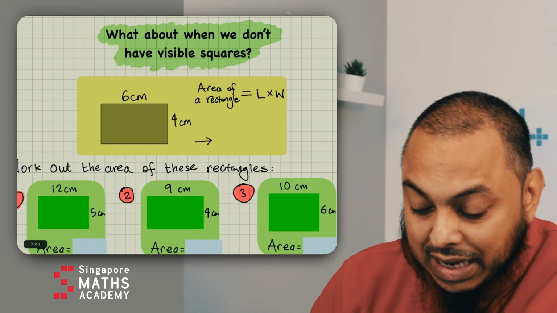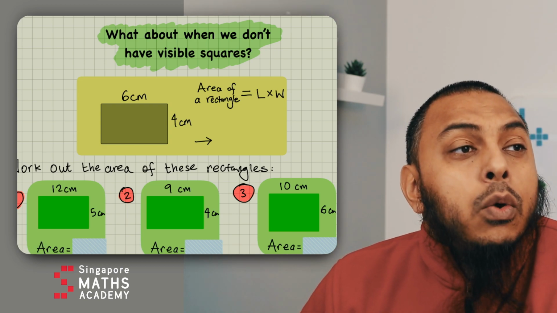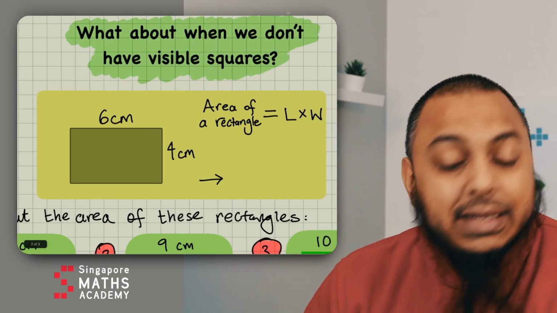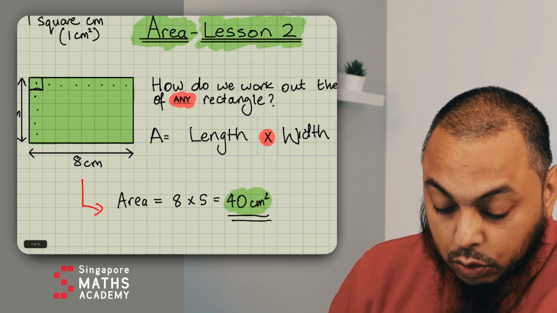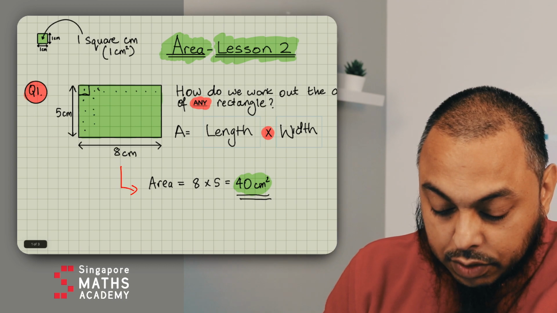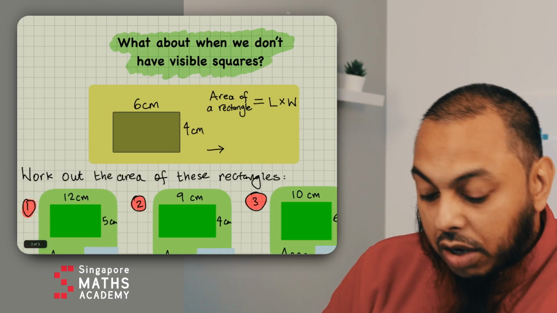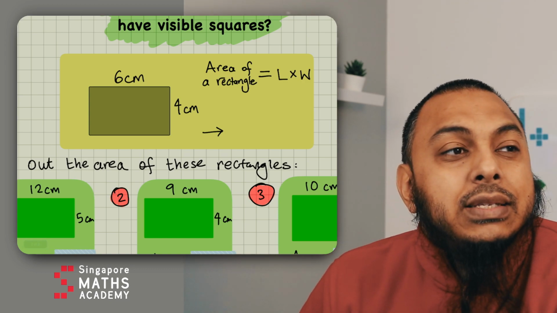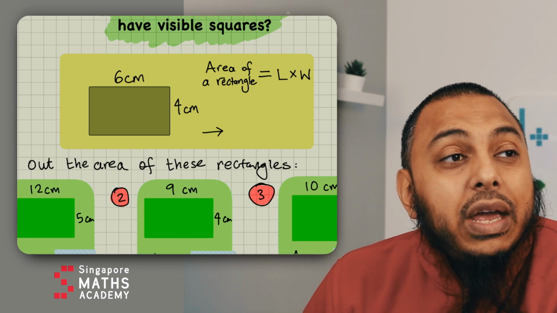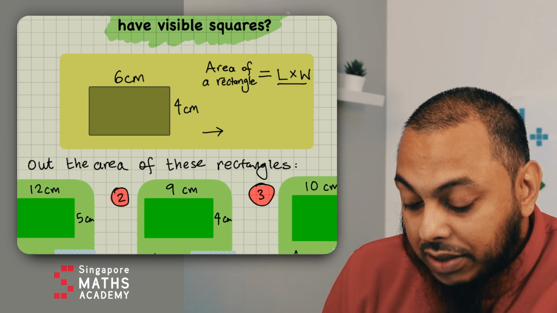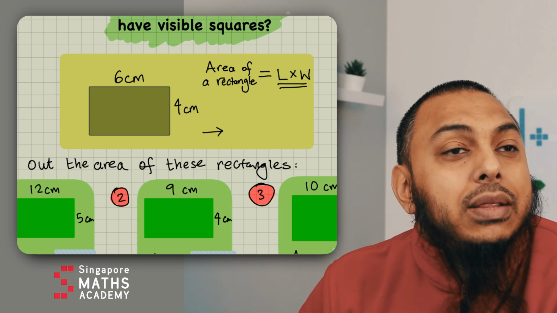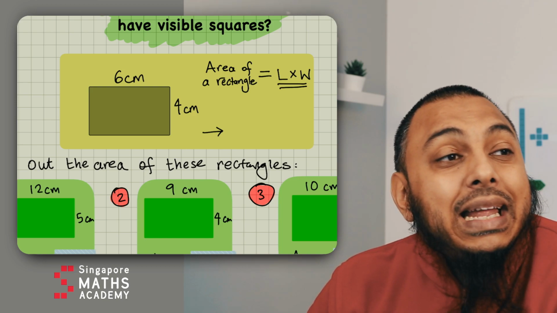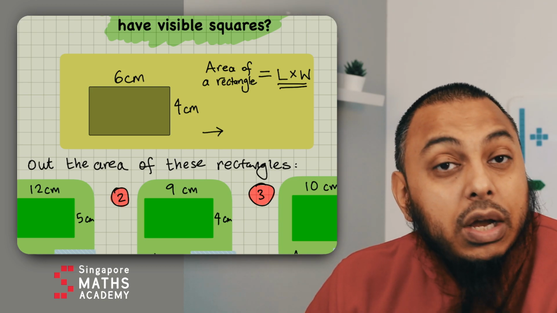So in today's lesson, we're going to look at what happens when we've got no squares. So in our previous question, we can see the squares, right? And the first part of this lesson is to remind you that actually we don't need the small squares. We can still work out the area by following the area of a rectangle rule, which is length times width. That will still tell us how many squares there are in the actual rectangle.